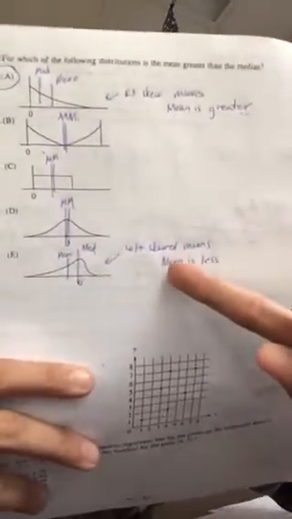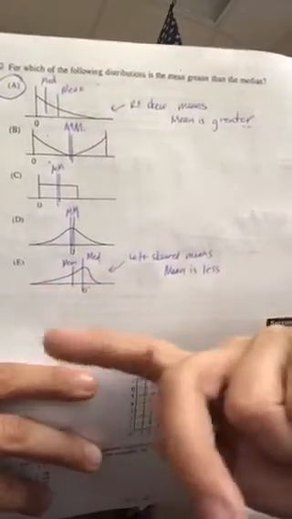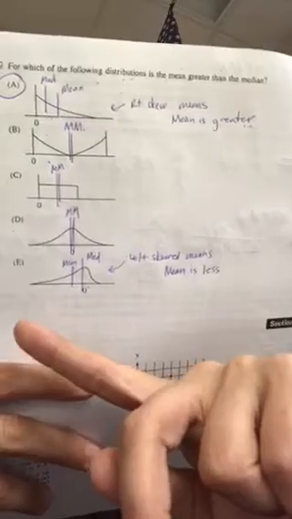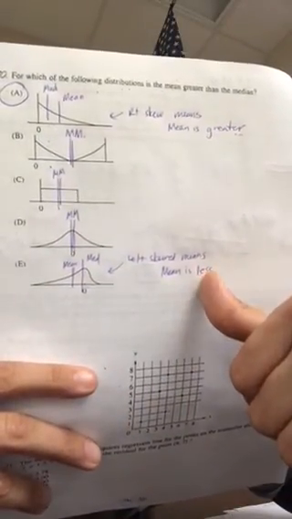This one's left skewed data, and in left skewed, the median's pulled down or lower to the left. So lower to the left would mean the mean would be less.